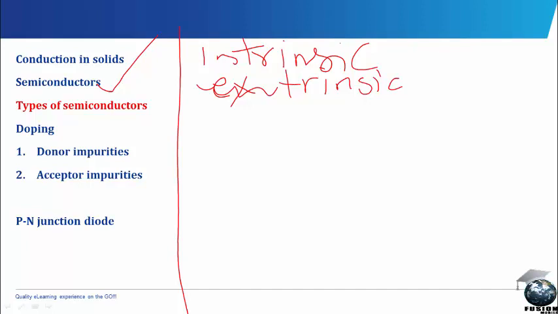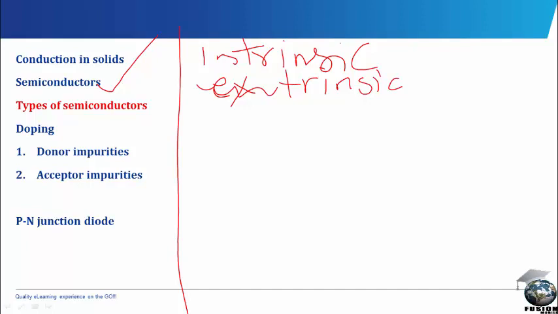Intrinsic semiconductors are pure semiconductors without impurity. Extrinsic semiconductors are semiconductors with impurity. Doping is the process of adding impurity to a pure semiconductor in order to enhance the conductivity. We have the donor impurities and we have the acceptor impurities. Majorly, these impurities are group 3 elements and group 5 elements.